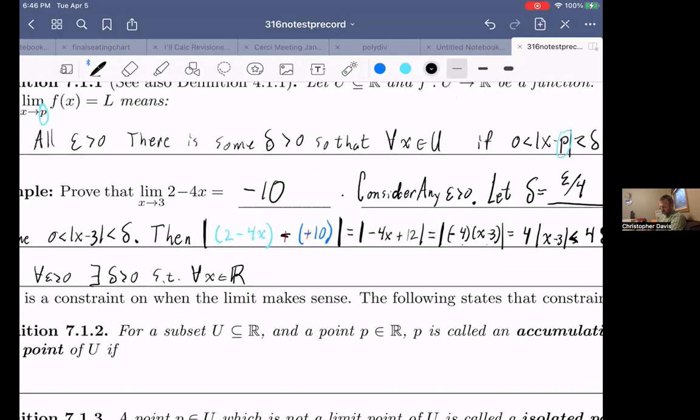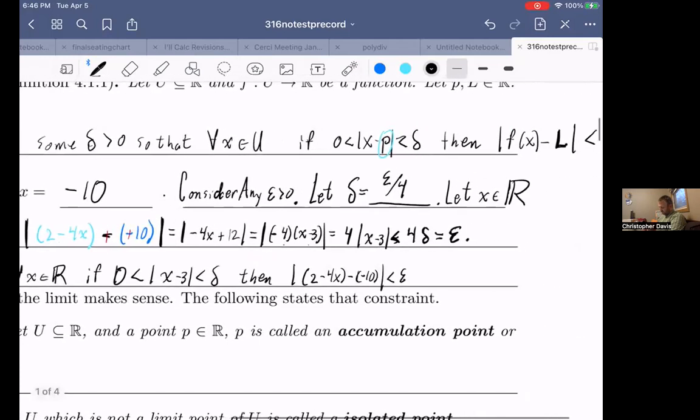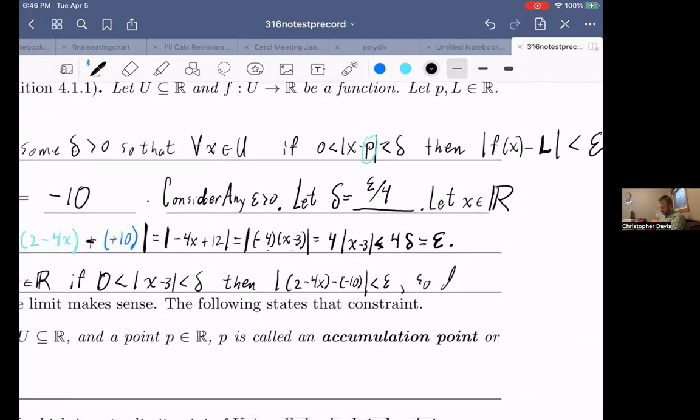Thus, such that for all x in R, if 0 is less than the absolute value of x minus 3 is less than delta, then the absolute value of 2 minus 4x minus negative 10 is less than epsilon. So the limit as x approaches 3 of 2 minus 4x is equal to negative 10. There you go.